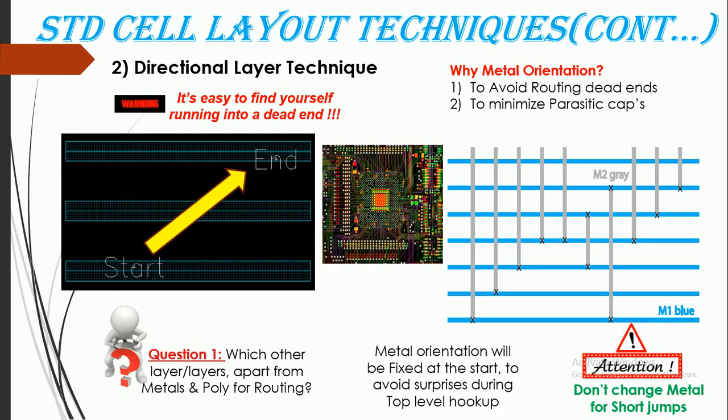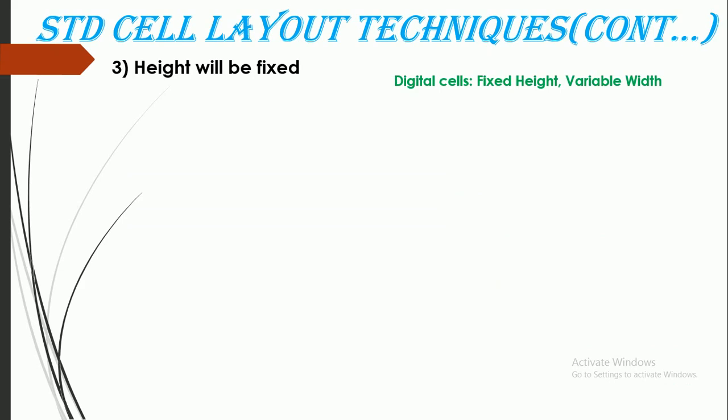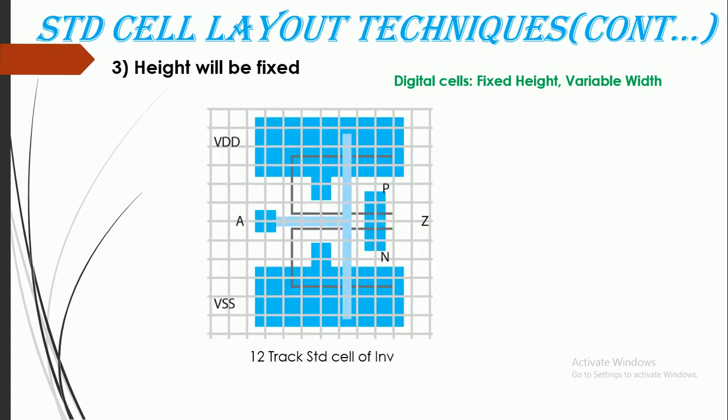The next technique is that height will be fixed. As we know, for digital cells height will be fixed and width will be varied. That means a variable width option will be given to us, the standard cell layout engineers. If I have some layout designed like this, these things should be placed in tracks only, like first track, second track, third track, fourth track, and width will be varied.